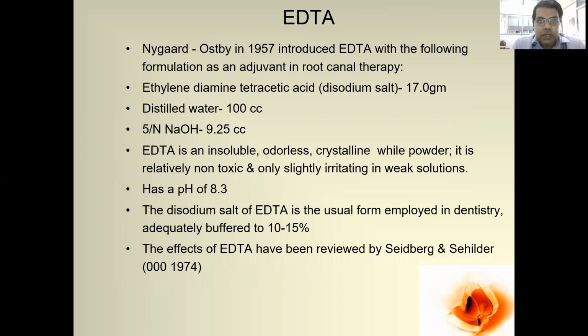Moving on, the next very commonly used intracanal irrigant is EDTA. Nygaard-Ostby in 1957 introduced EDTA with the following formulation as an adjuvant in root canal therapy: ethylenediaminetetraacetic acid disodium salt, 17 grams, distilled water, 100 cc. EDTA is an insoluble, odorless, crystalline white powder. It is relatively non-toxic and only slightly irritating in weak solutions. It has a pH of 8.3. The disodium salt of EDTA is the usual form employed in dentistry, adequately buffered to 10 to 15%.